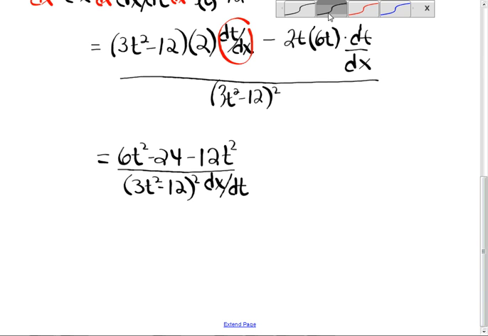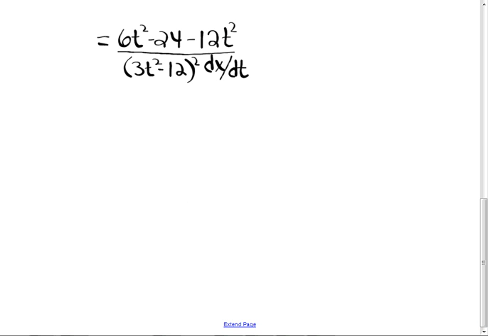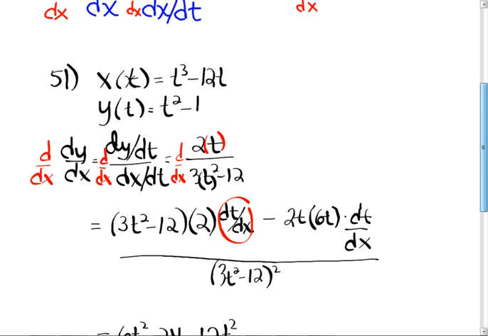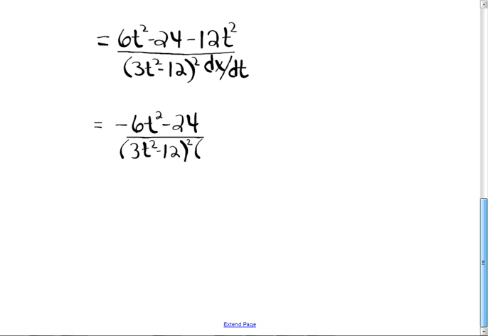Okay. If I simplify that, I'm going to get negative 6t squared minus 24 in the numerator. Now, what I'm going to do is factor something out of there. What's dx/dt? What's dx/dt? It's 3t squared minus 12. So that's why they get 3t cubed.